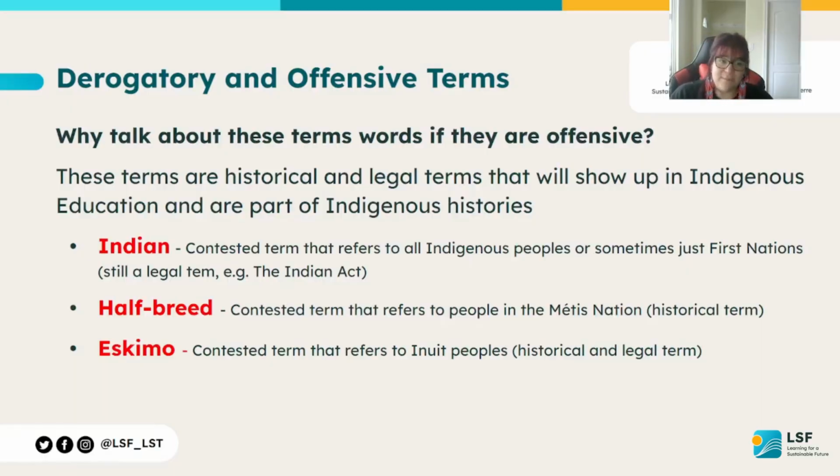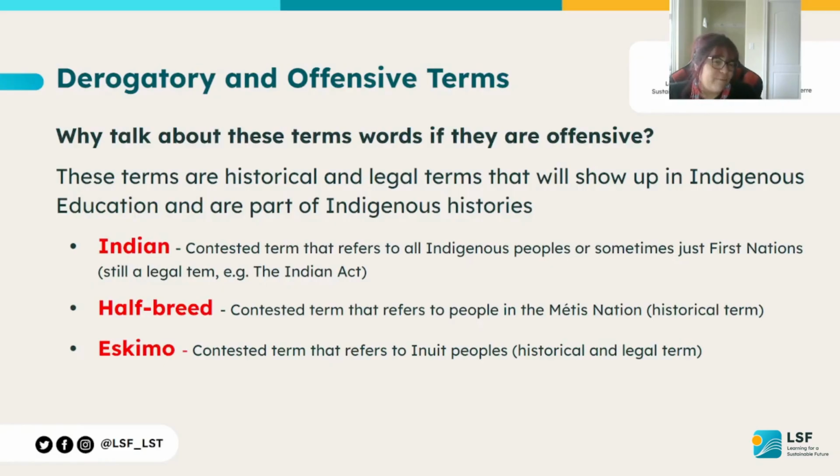And so the term Indian is a contested term that can refer to all Indigenous people or just First Nations people. And it's actually still a legal term used to describe First Nations people. So this is, for example, in the Indian Act and the treaty rights that I mentioned before, it's actually called Indian status. And so this word is still used today, and many people don't like it. Some Indigenous people don't have any problem using this word, and some use that word to refer to themselves, but some find it offensive and derogatory.